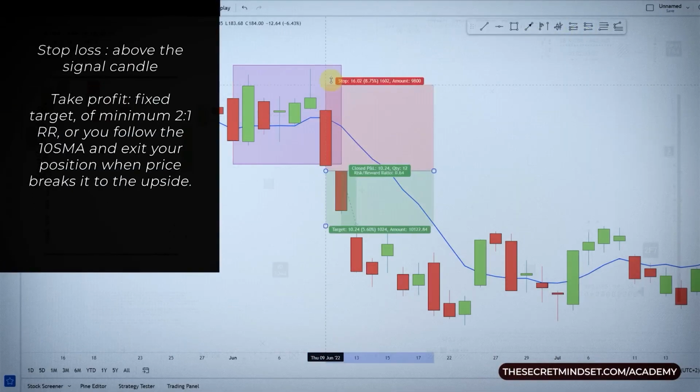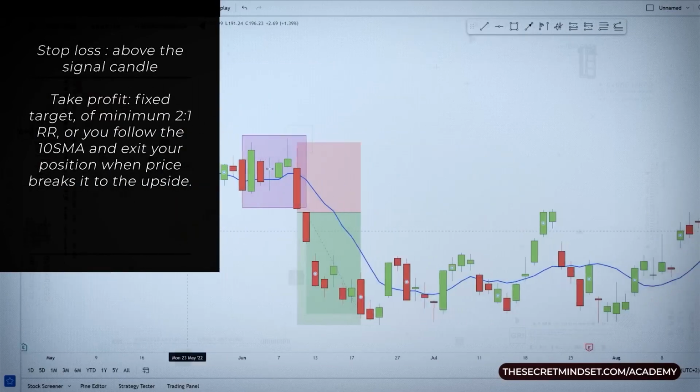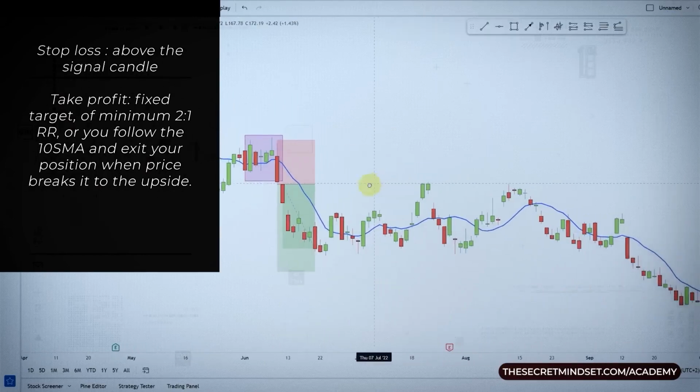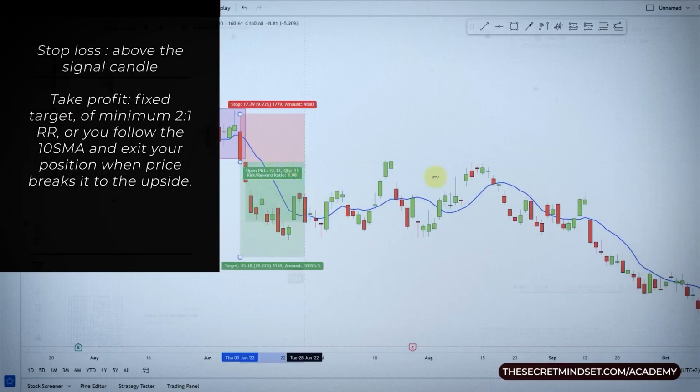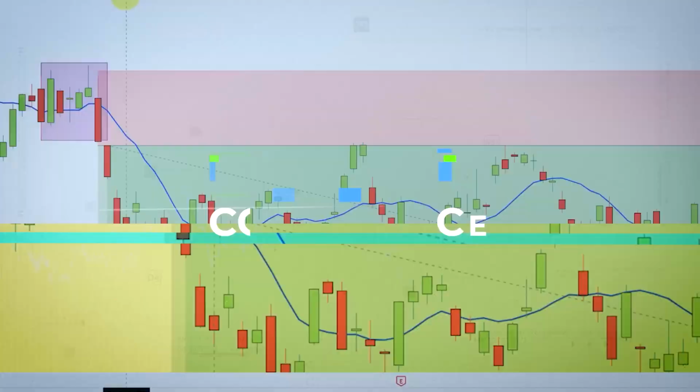Stop loss above the signal candle, and you either set a fixed target of minimum 2 to 1, or you follow the 10 simple moving average and exit your position when price breaks it to the upside. Sometimes, if you use the 10 SMA as a trailing stop, you could catch a giant trade.